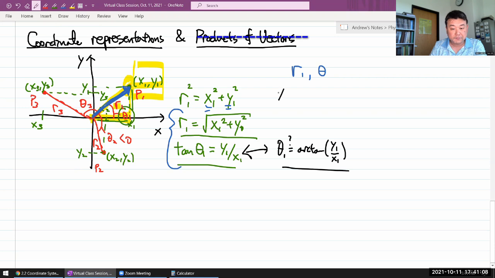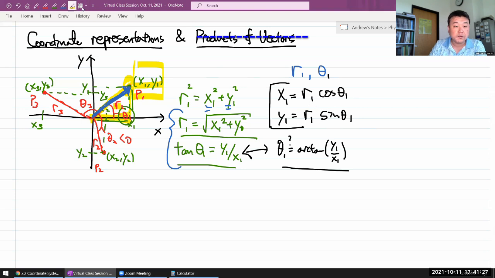And when I do that, my x component is r1 cosine theta 1, and my y component is r1 sine theta 1. Sorry, I shouldn't have done that 1, 2, 3 thing. So this is the way to get from the polar representation to component representation.